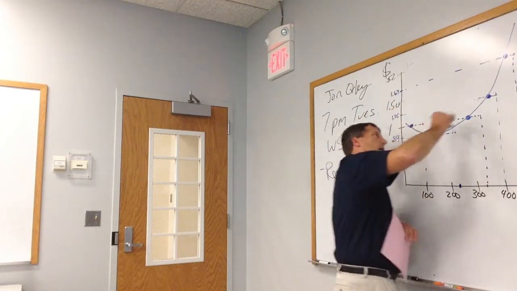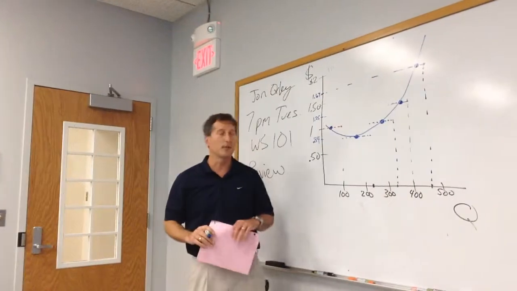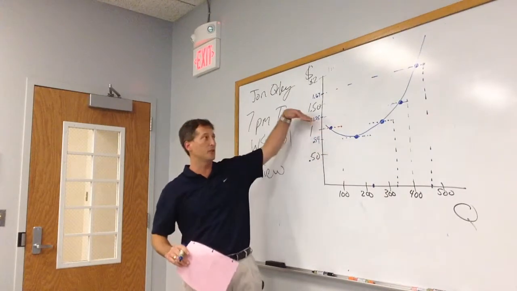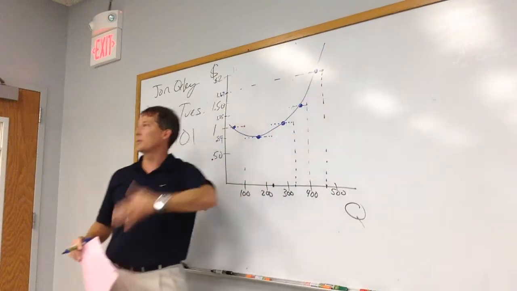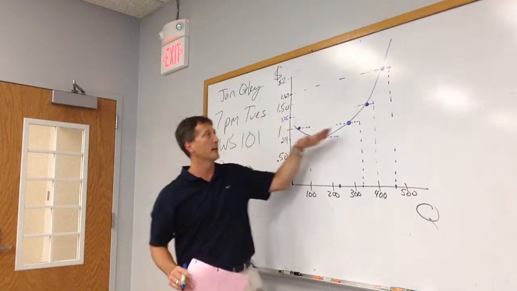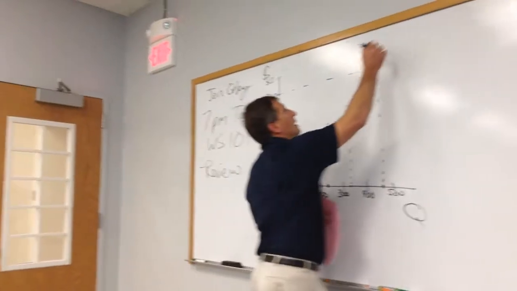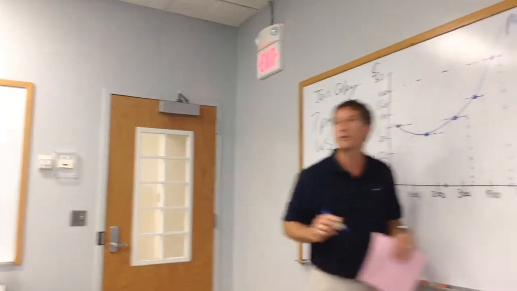The reason I was being a little more careful with the graphing is to convince you that costs can escalate really fast. As the law of diminishing marginal product kicks in, we can have costs going up pretty fast.